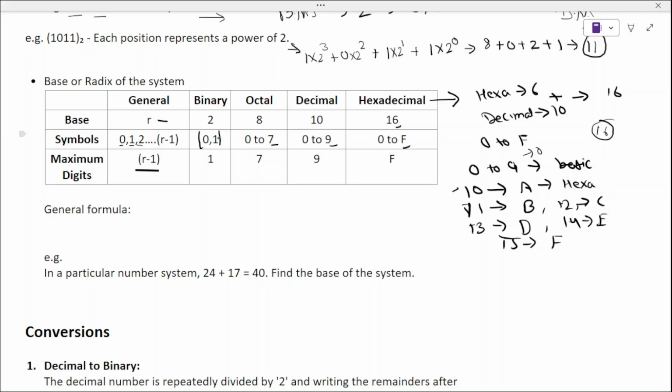So the maximum digit is R minus 1. In binary number system, the maximum digit is 1. Octal number system, maximum digit is 7. Decimal 9. And in hexadecimal, F.